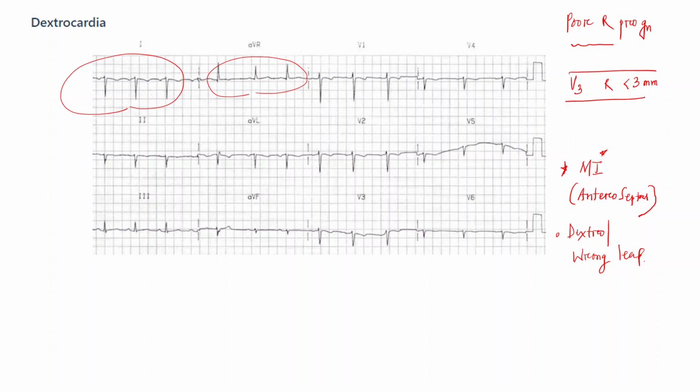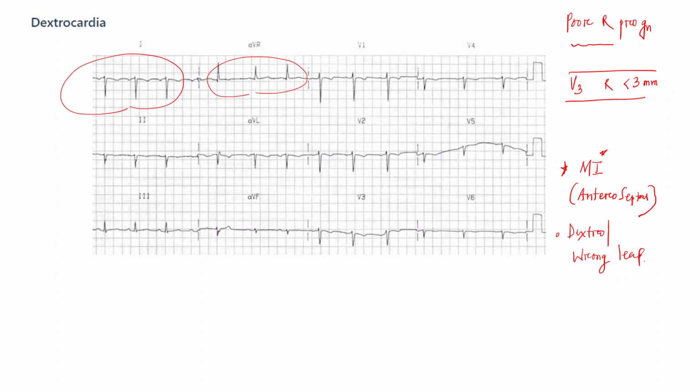If you remember the concept that AVR is exactly opposite of the normal vector propagation, AVR will always be negative. Leads 1 and 2 will always be positive because they are in the direction of the action potential propagation and the depolarization. So if you are getting lead 1 negative and lead AVR positive, that means something is wrong.